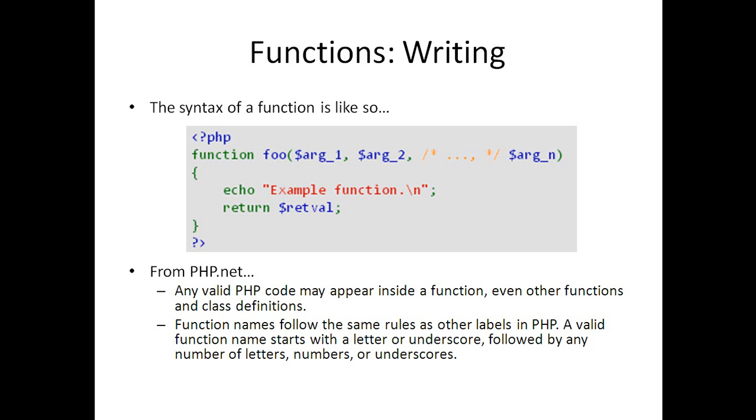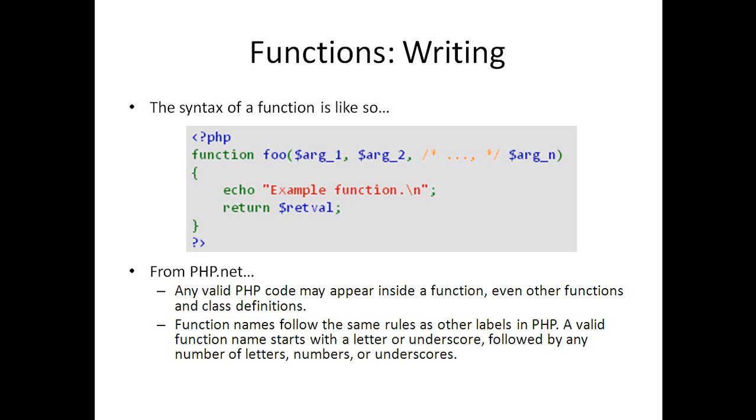Here's the syntax for writing functions. So you have function. Foo is the function name in this example. Argument 1, argument 2, all the way up to argument n. The example function is what it's echoing, and it's returning ret val. In this particular example, there's no actual ret val set, I don't know why, but you can return a particular value.